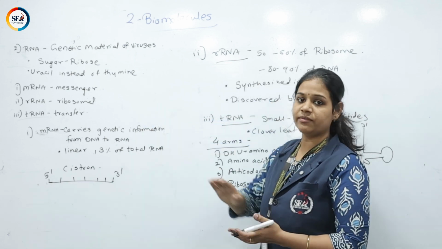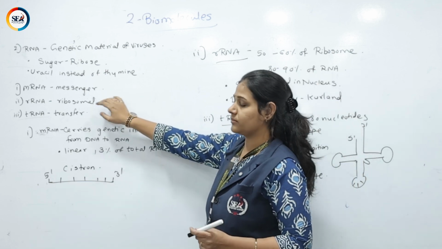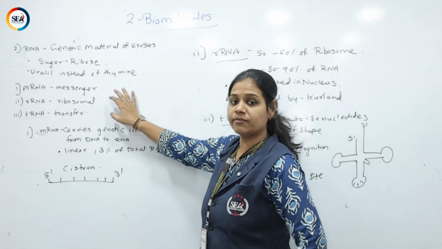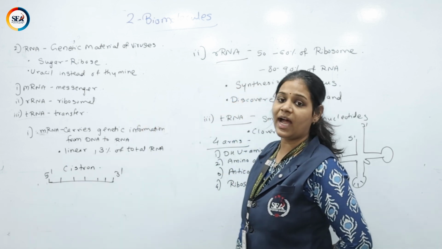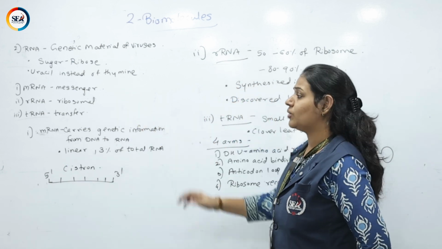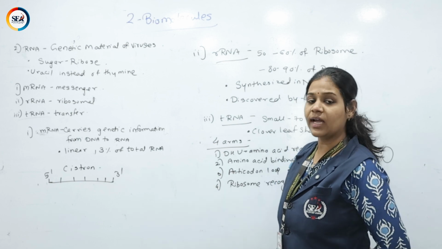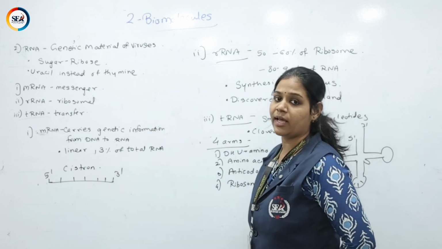There are three types of RNA. First is mRNA, which is also called messenger RNA. Second is rRNA, which is also called ribosomal RNA. And third is tRNA, which is also called transfer RNA.